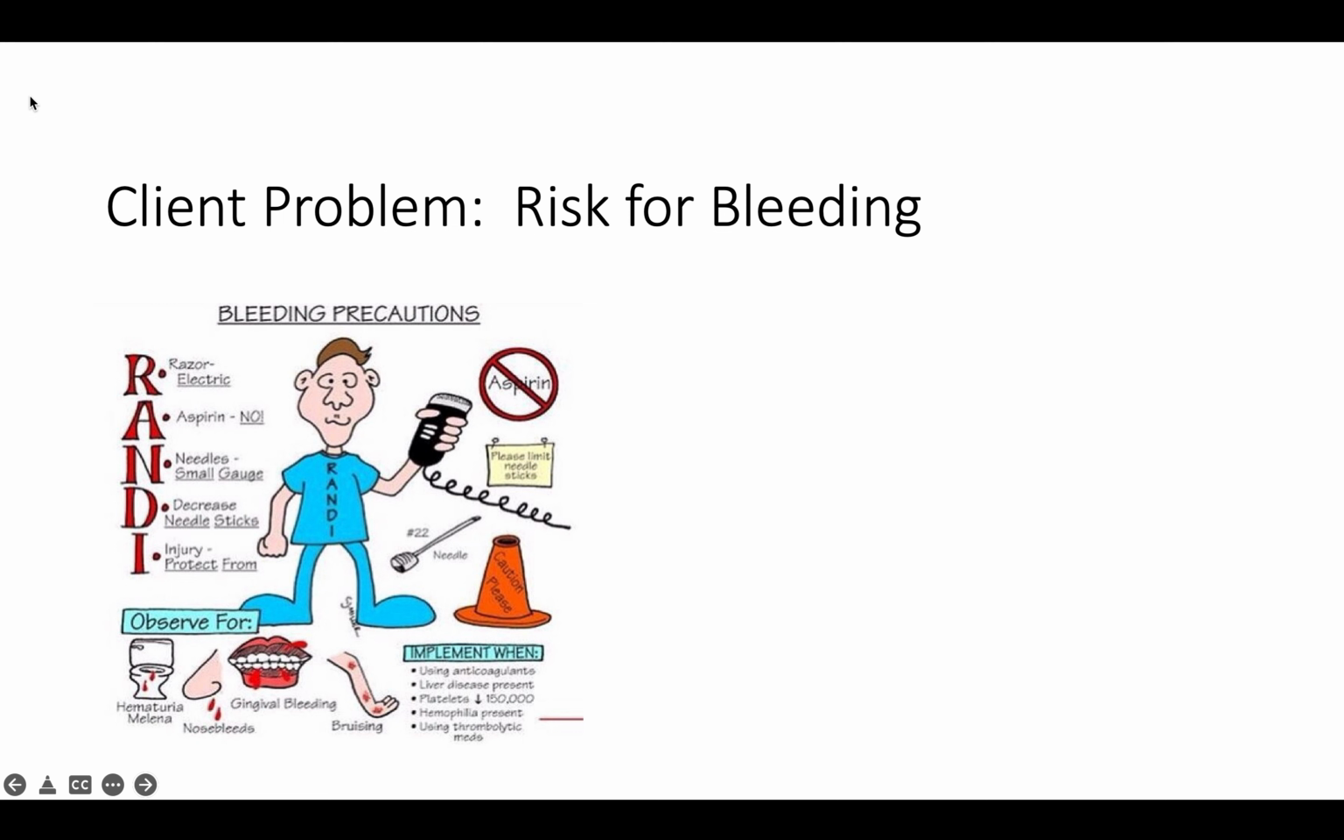We want to make sure that we are implementing these bleeding precautions based on our platelet level for this class. If our platelet level is below 150,000, we implement bleeding precautions. Okay. In addition, if someone's on an anticoagulant or if we have some liver disease going on, they're going to be on bleeding precautions as well.